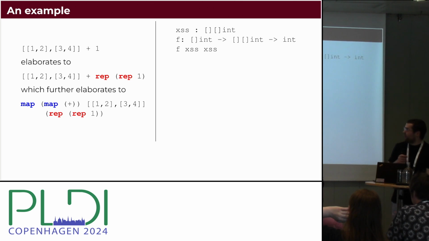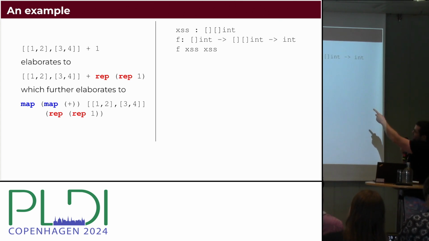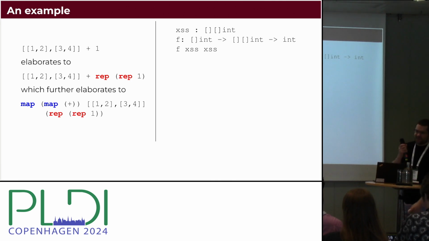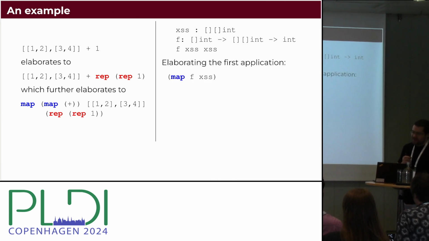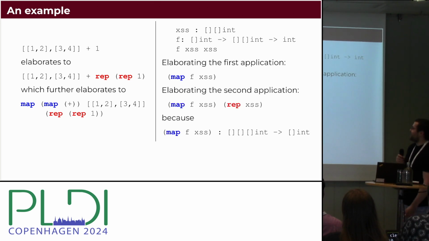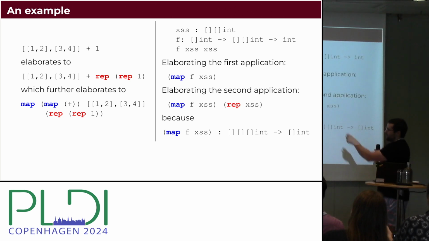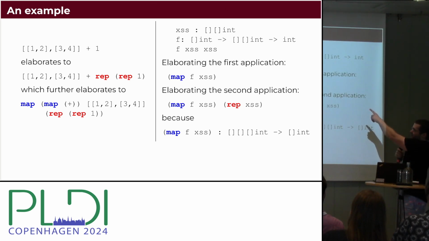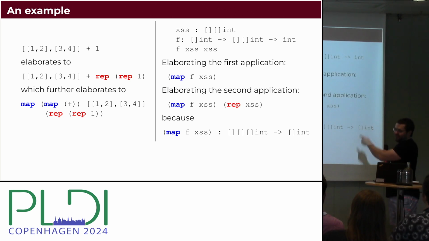Of course, it's not just for infix operators. It works for any kind of function. So here we have some input XSS, which is a matrix, and we have some function f, which has that type. It takes a vector and a matrix and gives you an integer. And now we want to make f of XSS rank correct. What we first do is map the first application, because it's being applied to a matrix, but it expects a vector, so we can map with the function. And then we also have to rep the second argument, because this map has, in a sense, inflated the dimensionality of the function. And so we have to overcome that with this extra rep, essentially.